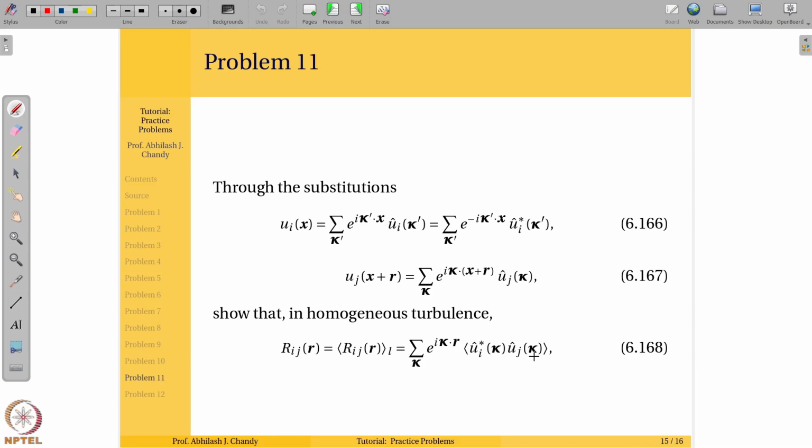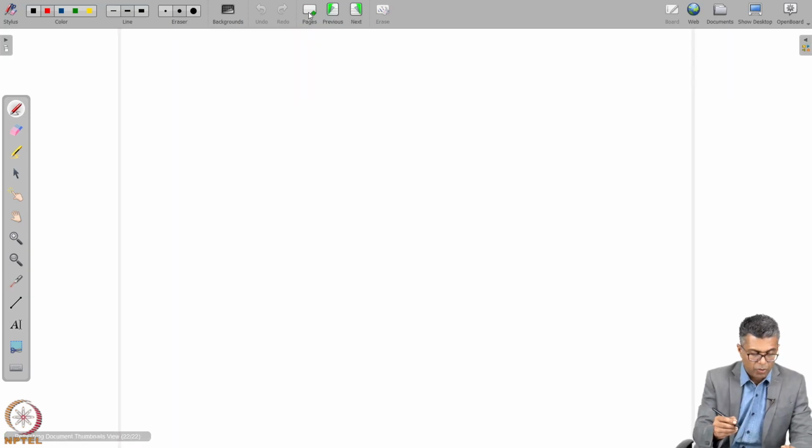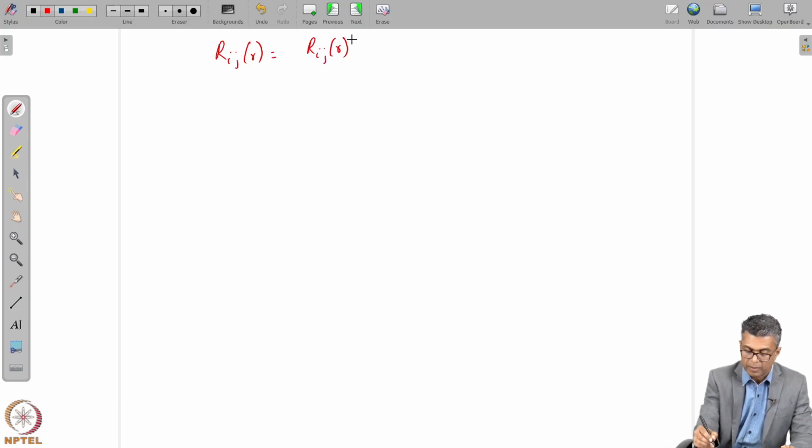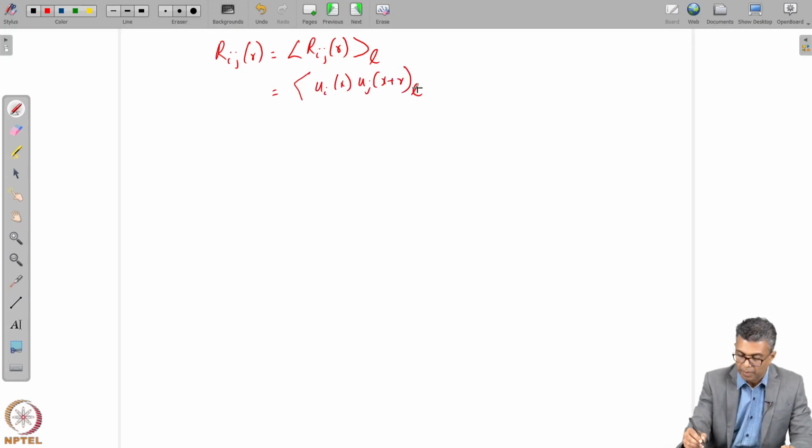Okay, so let's go to the next page and try to solve it. If I use the definition of R_ij of r, that's essentially the volume average of u_i of x times u_j of x plus r. I should point out that this is a volume average.